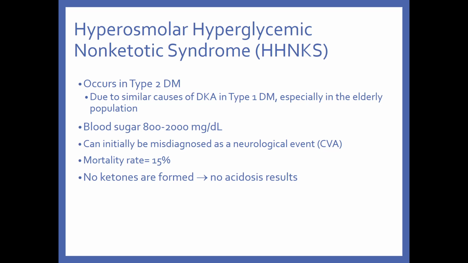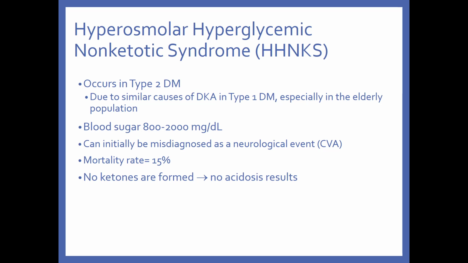We do tend to see this more so in elderly populations, and unfortunately it sometimes can be missed at the start, at the initial diagnosis, because they're so neurologically altered. They have a decreased LOC. And if we're talking elderly population, someone may initially confuse this as a neurological event like a stroke, something like that. So initially it might get missed until they check a blood sugar level and realize how elevated it is. There is about a 15% mortality rate, so that is significant.